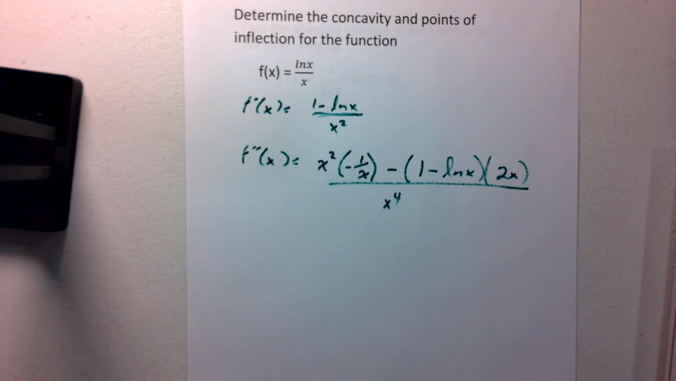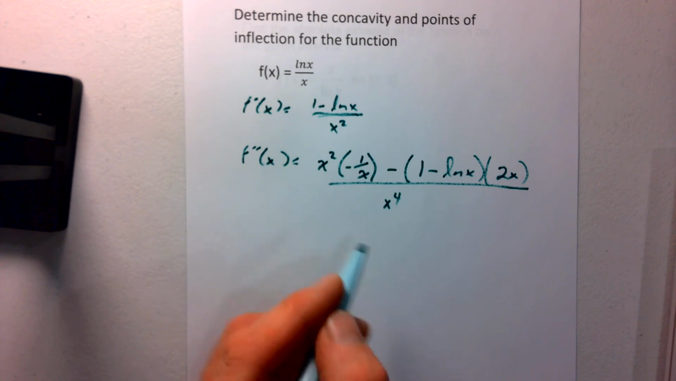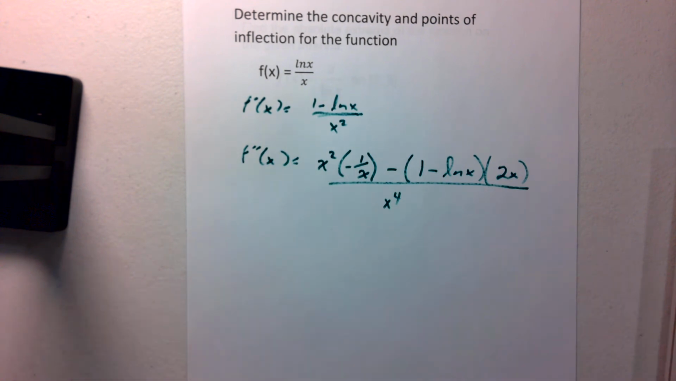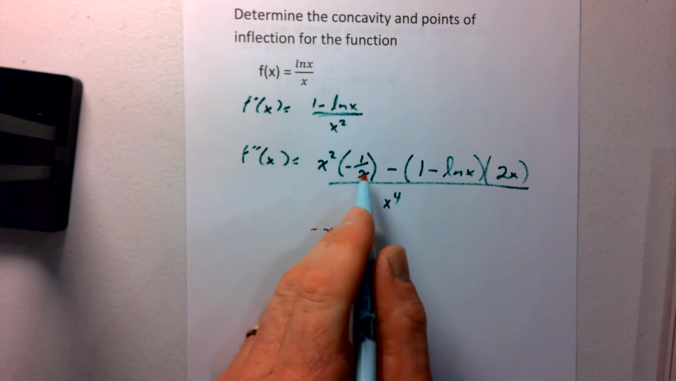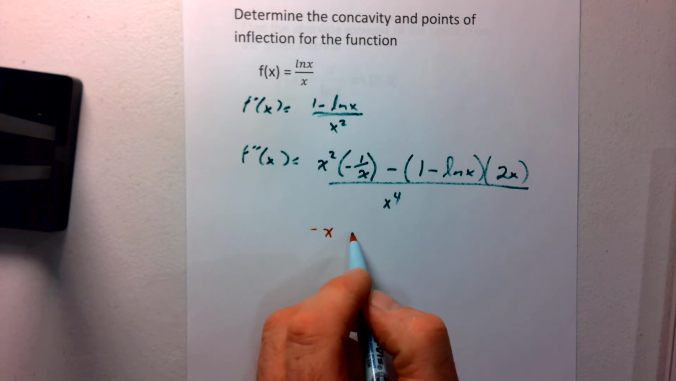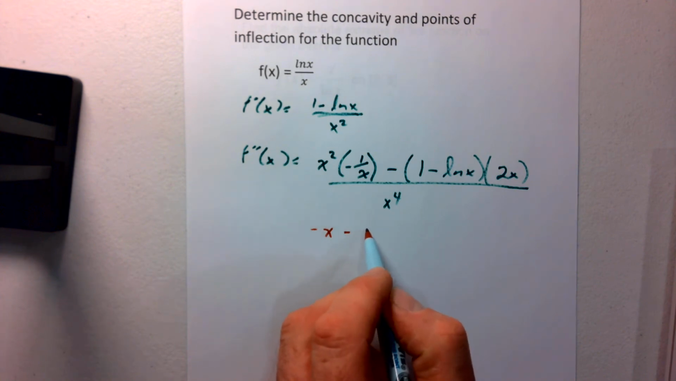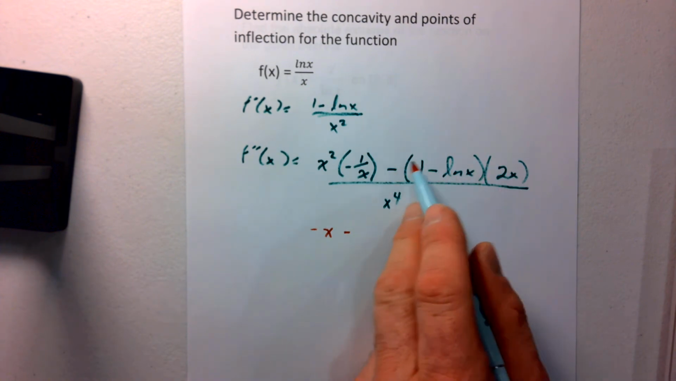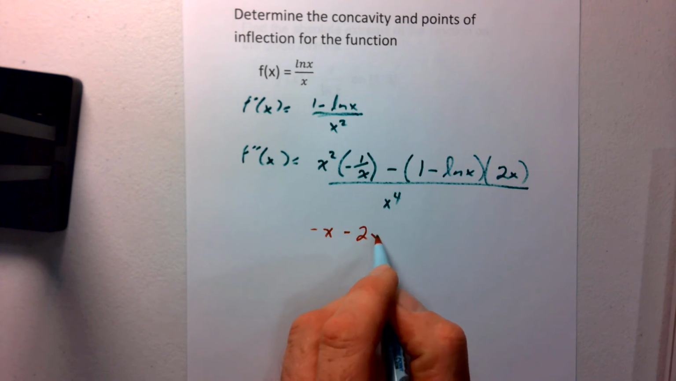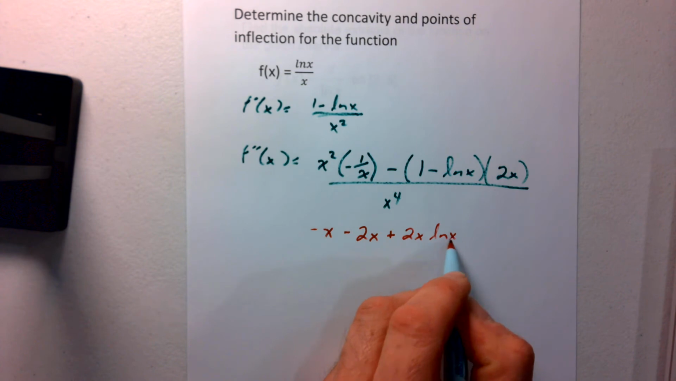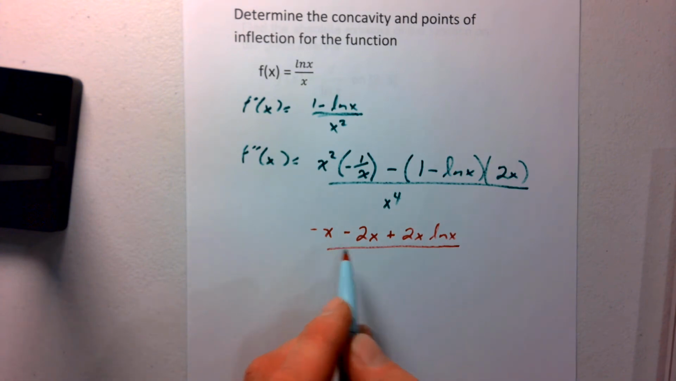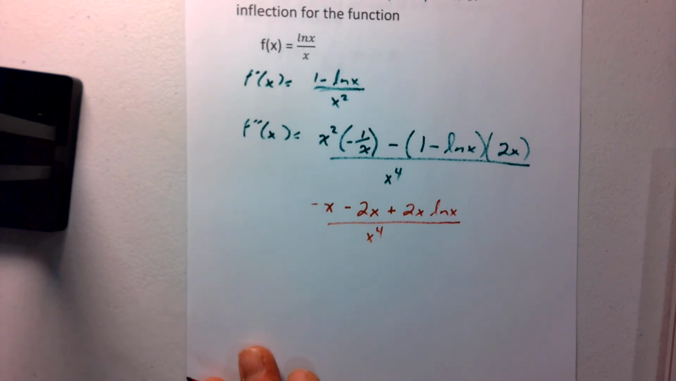So I got a different green one here, maybe it'll help us out. So I'm going to go and clean this up. So we get negative, that's not going to work. Pick another color. So we get negative x here, x squared times negative 1 over x gives us negative x, minus, I'm going to go and multiply my 2x and a negative through, so I get a minus 2x, and then plus 2x natural log of x. And that's going to be divided by x to the 4th.